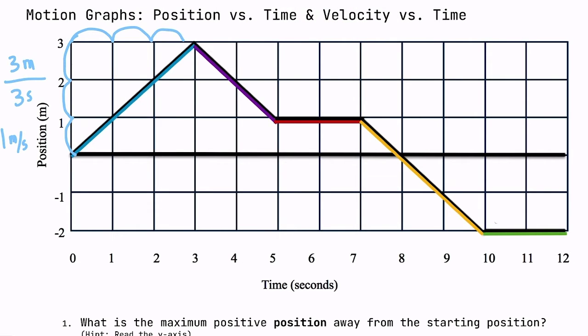Our next segment would be the purple line, and we rise in the negative direction 1, 2, negative 2, and we run 1, 2 in the positive direction over 2 seconds, and that would reduce to negative 1 meter per second.